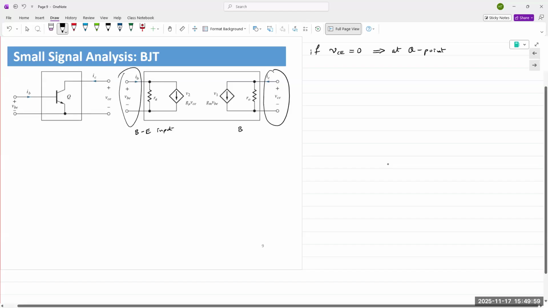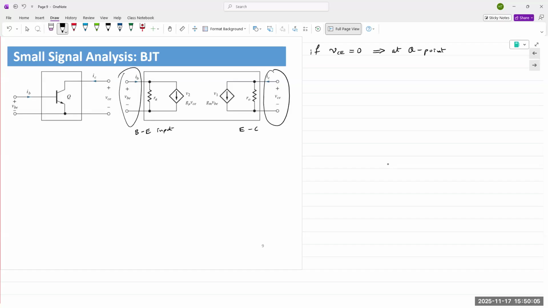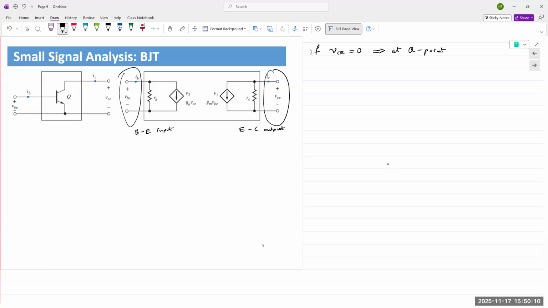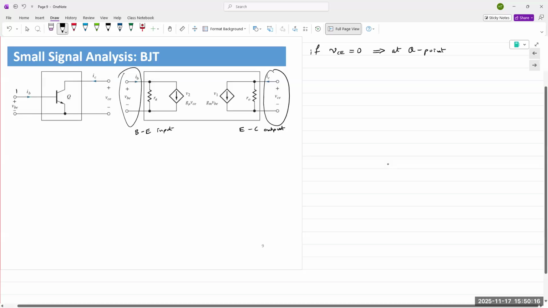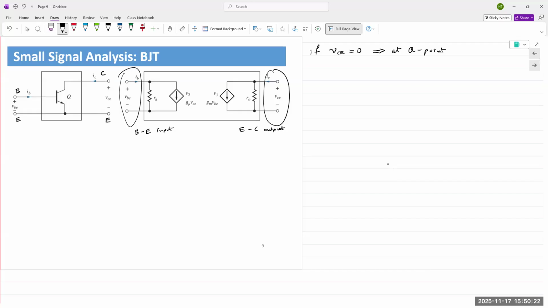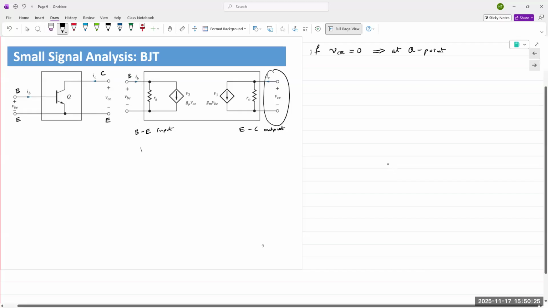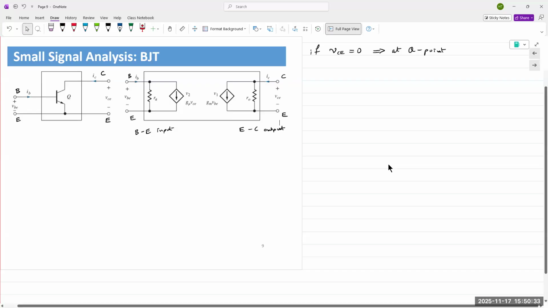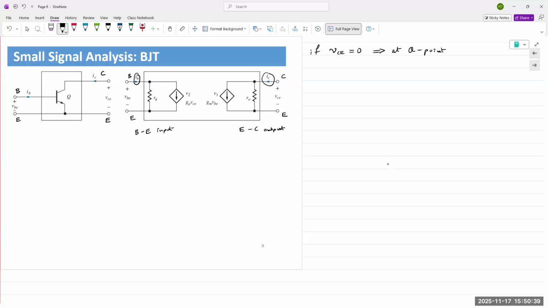And this represents the emitter collector output side. The emitter is common between the two. Okay, the emitter is common between the two. It remains. So from the Y parameters of a 2-port network, I can write equations for IB and for IC.